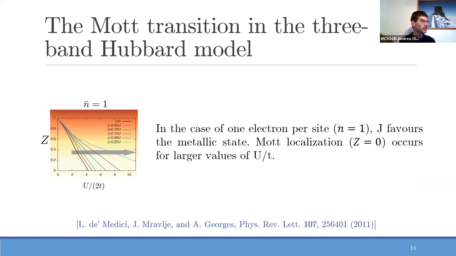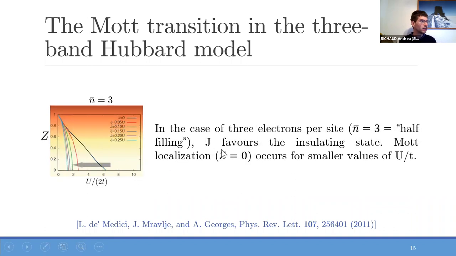So in the case of 1 electron per site, J favors the metallic state. You can see that increasing J, the critical value of U at which you have a mott transition is pushed to the right, so to very high values of U over T. Conversely, if you have half filling, so 3 electrons per site, then J favors an insulating state because the critical U is pushed to very low values of U over T, so it's pushed to the left.